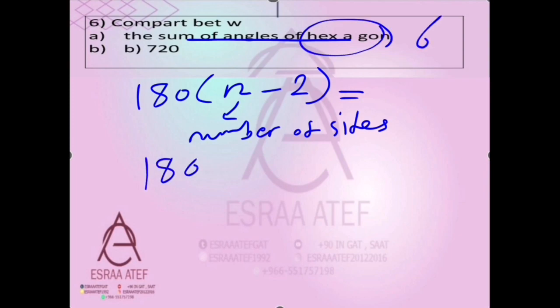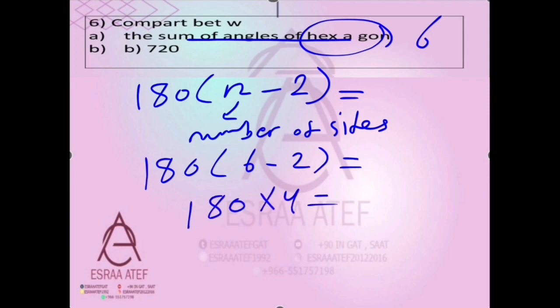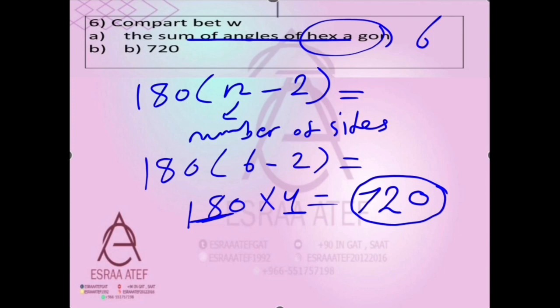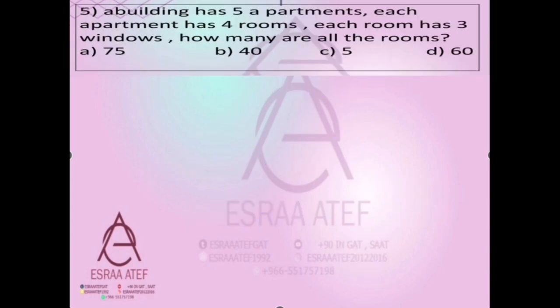So 180 times 6 minus 2, which means 180 times 4. We put 0 here and then 4 times 18, which is 720. So the sum of angles of a hexagon is 720 and the second value is 720, which means they are equal. So we will choose choice C, the two values are equal.